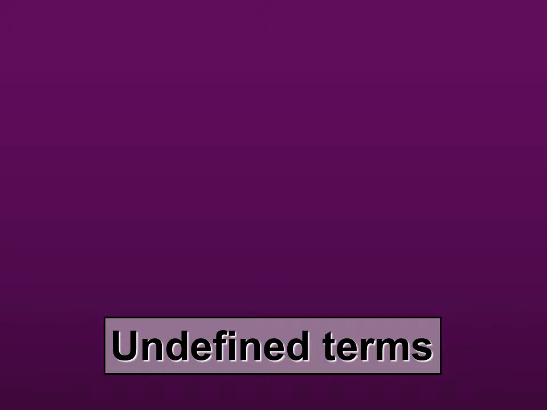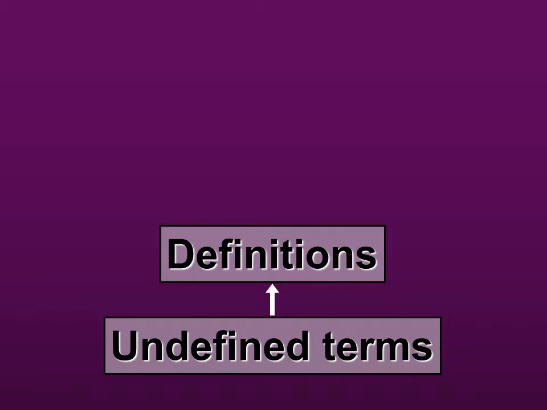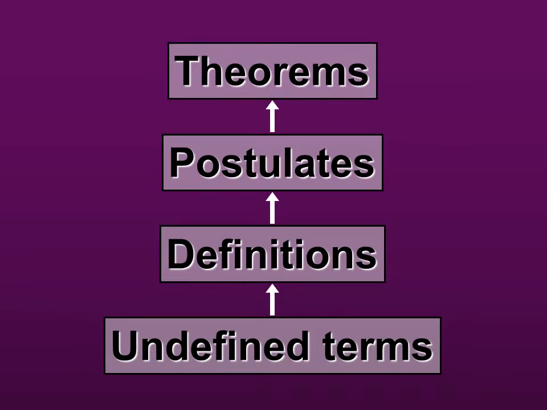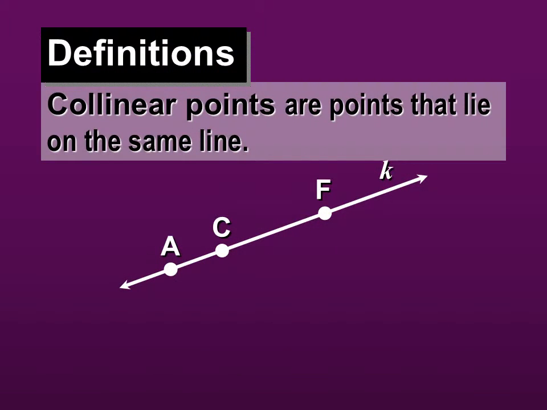So we learned in the last lesson these things called undefined terms. And those are terms that did not have a definition, they could only be described. And we said that those were the building blocks of all of our other definitions. So definitions are built upon undefined terms. Well, then we can take those definitions and create postulates, and then from those postulates we can build theorems. So postulates are things that we know to be true, where theorems are things that we have to prove to be true. So let's take a look at our first definition.